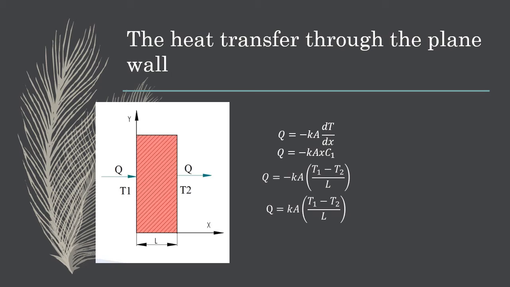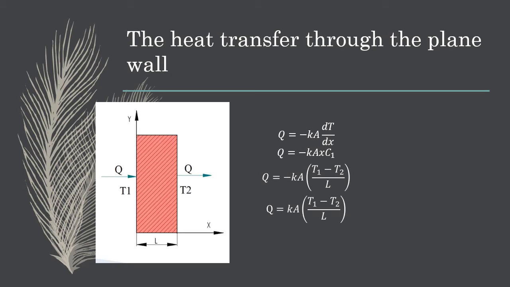Let's see the heat transfer through the plane wall. Here's the diagram of plane wall. The temperature of the both ends of the wall is T1 and T2 respectively. The thickness of the wall is L and the Q is heat flow.